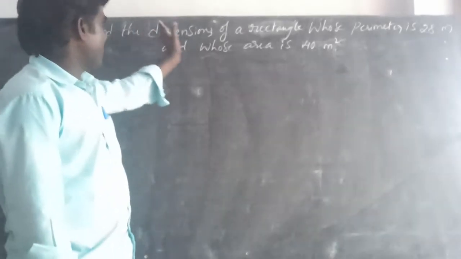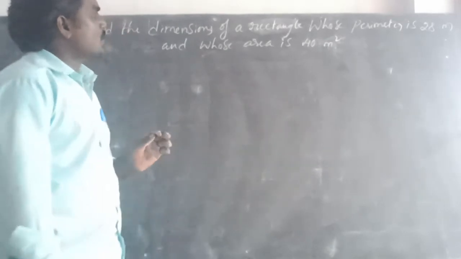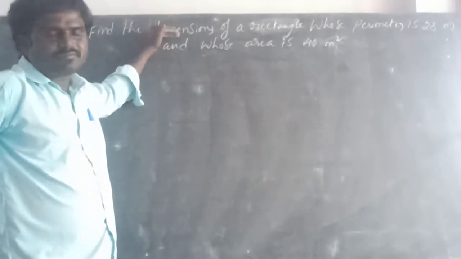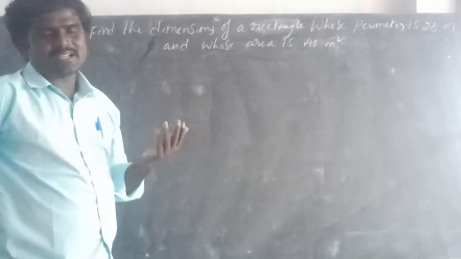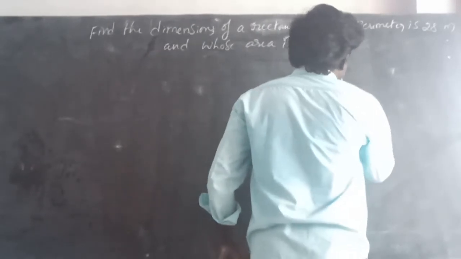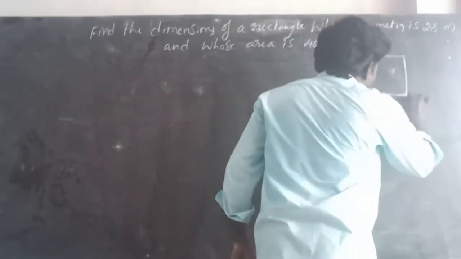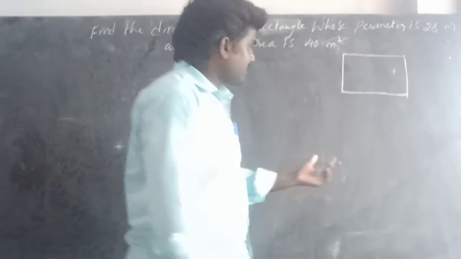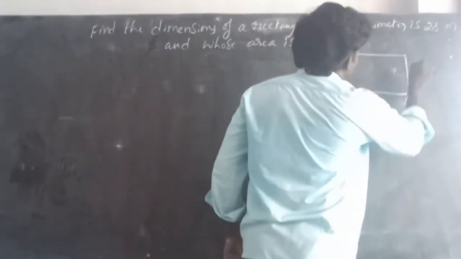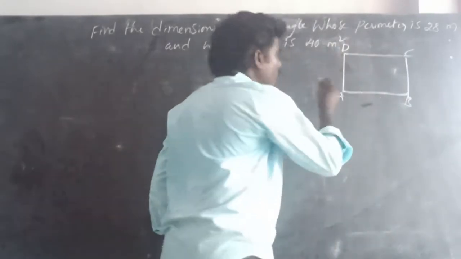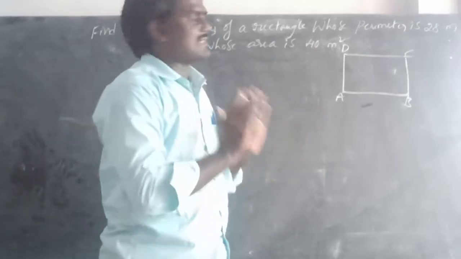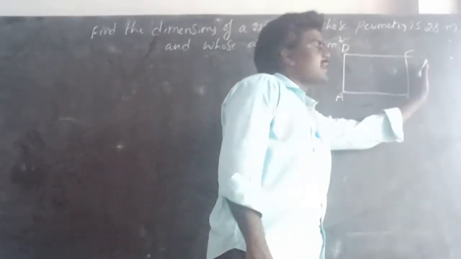Okay, find the dimensions of a rectangle whose perimeter. Dimensions means what? Measurement. Okay, in a rectangle, what do we measure? Length and breadth. The side which is occupying more place is called length. The side which is occupying less place is called breadth. This is the length, this is the breadth.